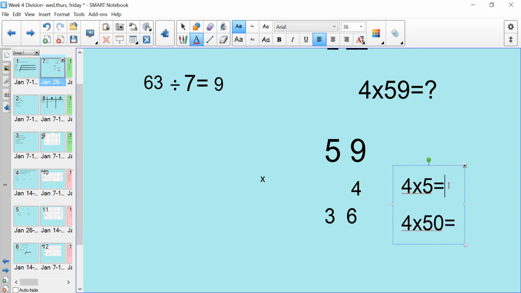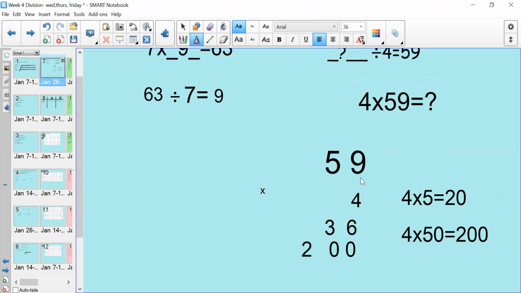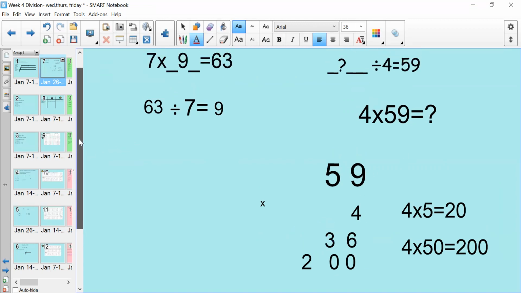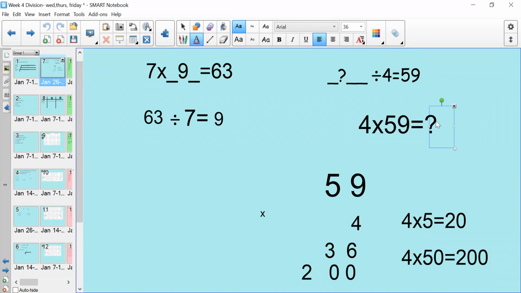So if we know that that is 20, we know that's going to be 200. So we would then place 200 underneath. And then we add them together. So it's 236. Therefore, our answer for 4 times 59 is 236. And therefore, our whole number for this division sum, which was our original question, is 236.